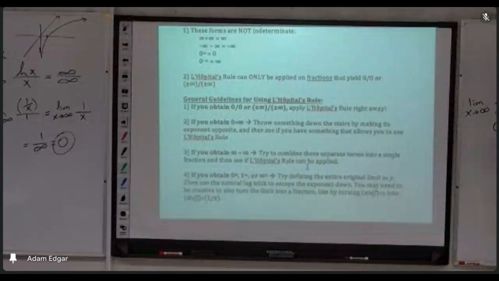Then you have infinity times 0, because you have infinity to the 5th power, and then 1 over infinity is 0. So what we would do is we would throw e to the x down the stairs and make the exponent opposite. Now it's division, and now you have something that you can do with L'Hopital. Now you have infinity over infinity, and you would just take the derivative like 5 times.